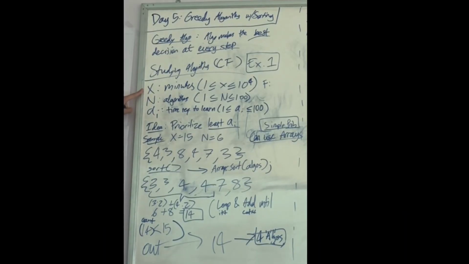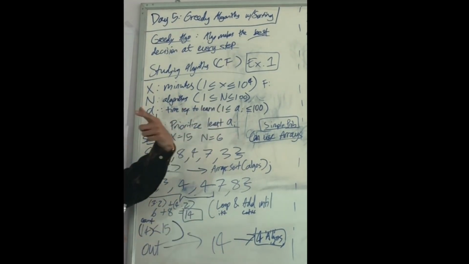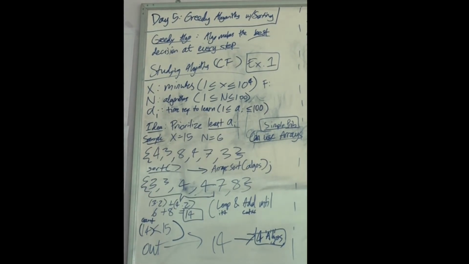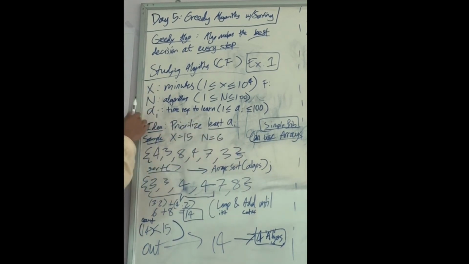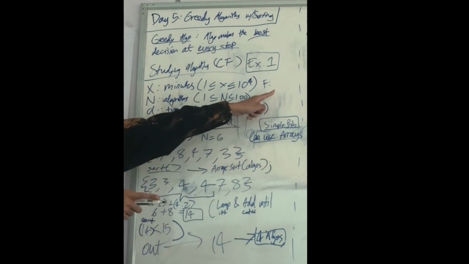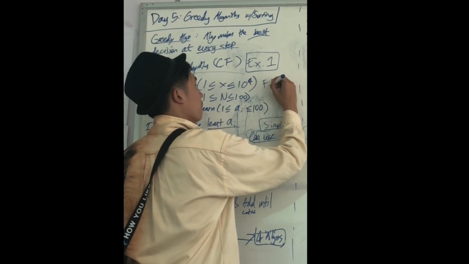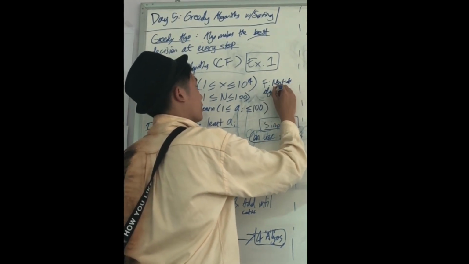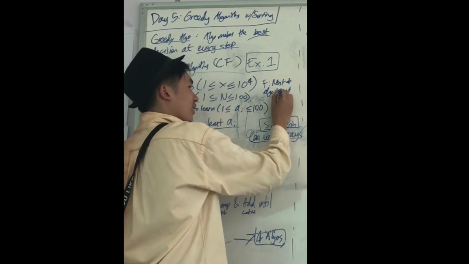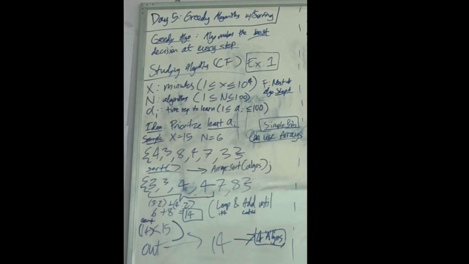We're given x minutes, bounded by 10 to the 4th, and n algorithms, bounded by 100, and a_i, which is an integer, is the time required to learn said algorithm. Now the idea is to prioritize the least time in order to find the most number of algorithms that Steph Curry can learn. Wow, good job, Steph, doing some programming.